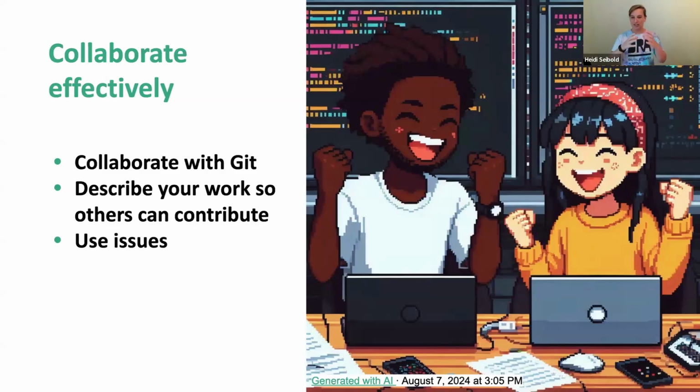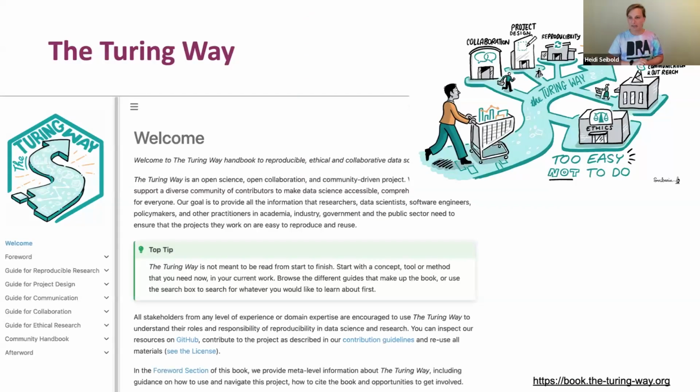Issues can be a forum where people put in their problems or ideas, what can be done in the future, bugs that they find, questions that they have about the software. This just helps a lot with collaboration and collaborating effectively. So let me give you an example of my favorite collaborative project.